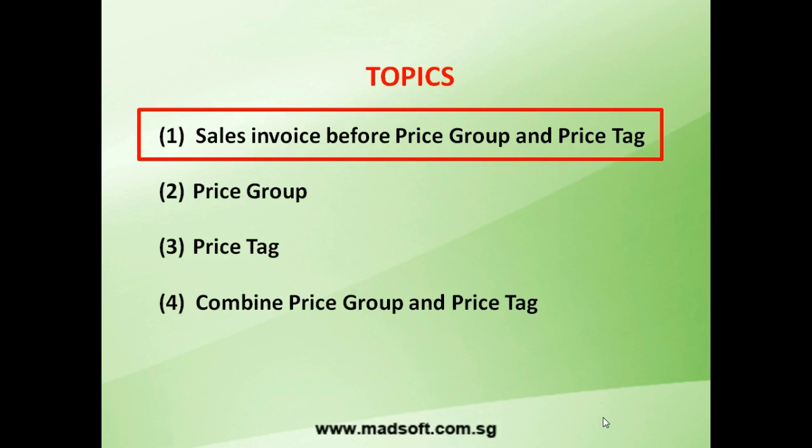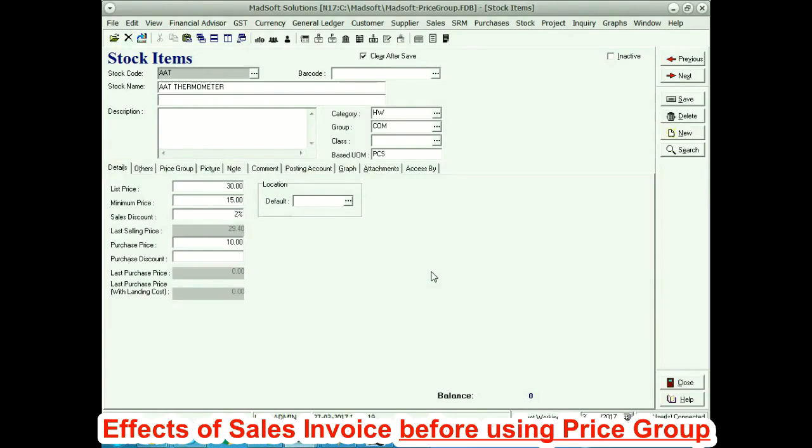Let's take a look at the next video. Before using the MadSoft price group feature, let's take a look at the effect on the sales invoice. In our example, we are using the AAT thermometer. Okay, the purchase price is $10.